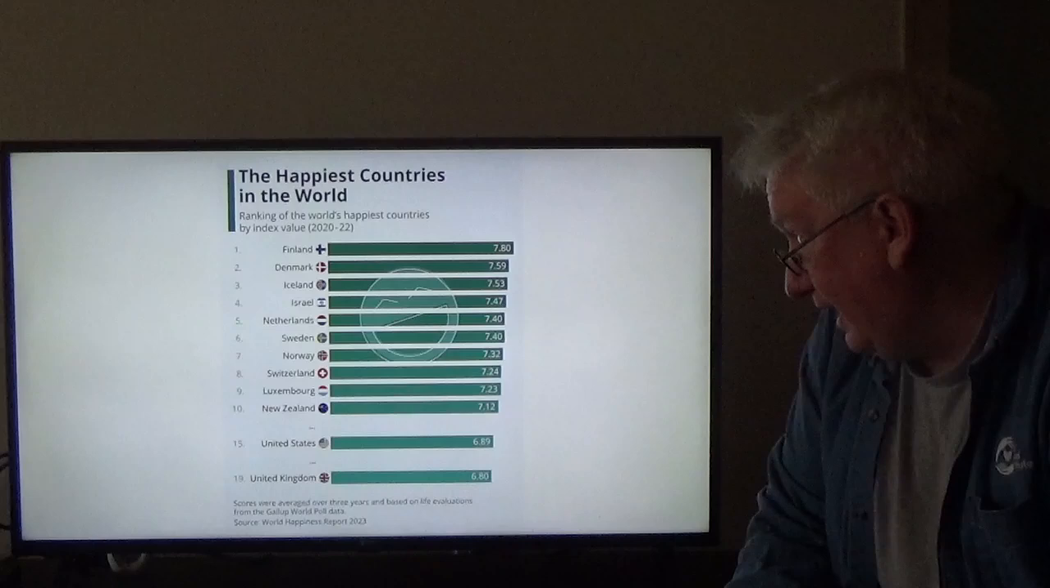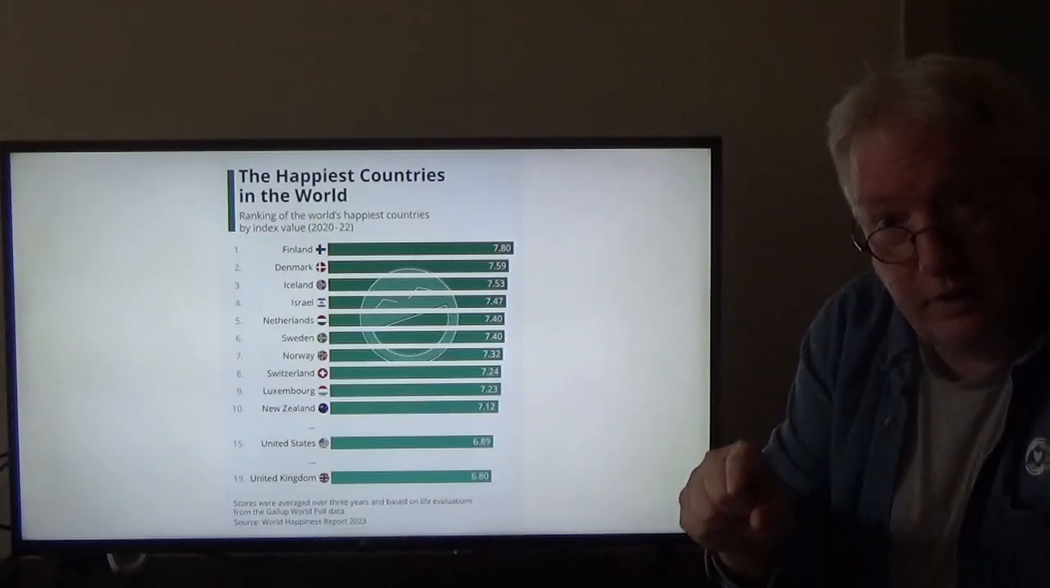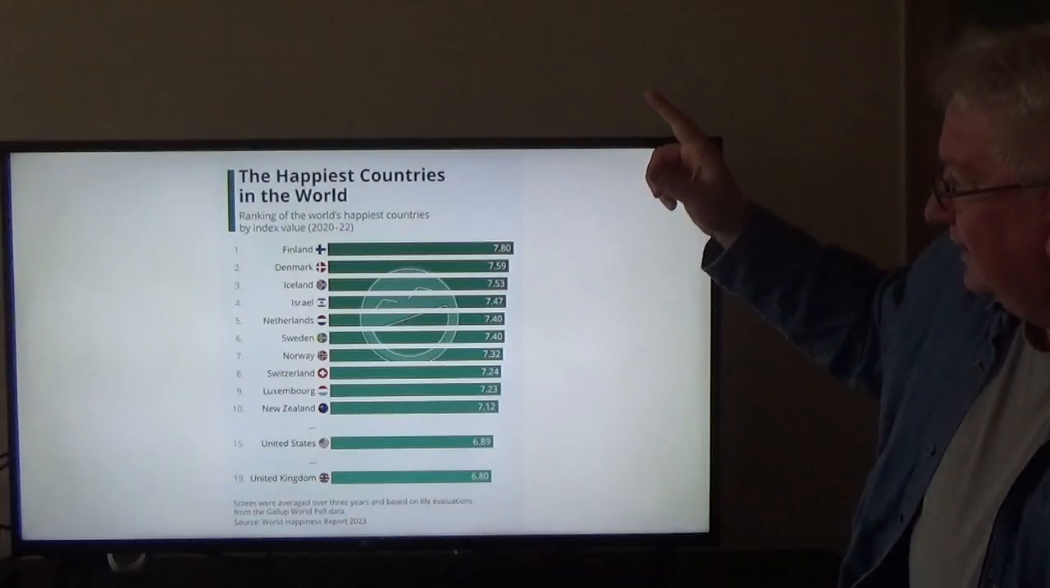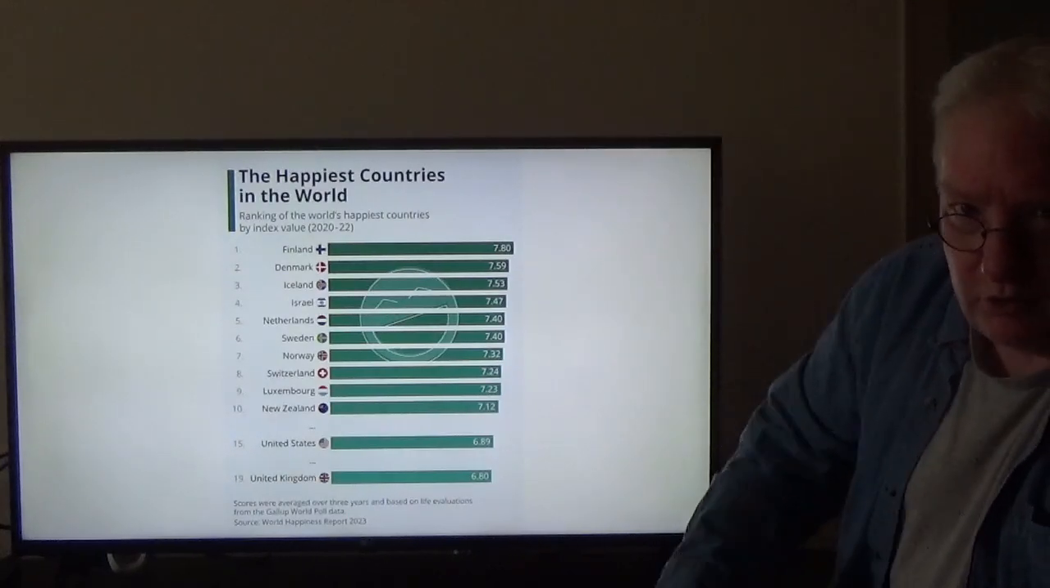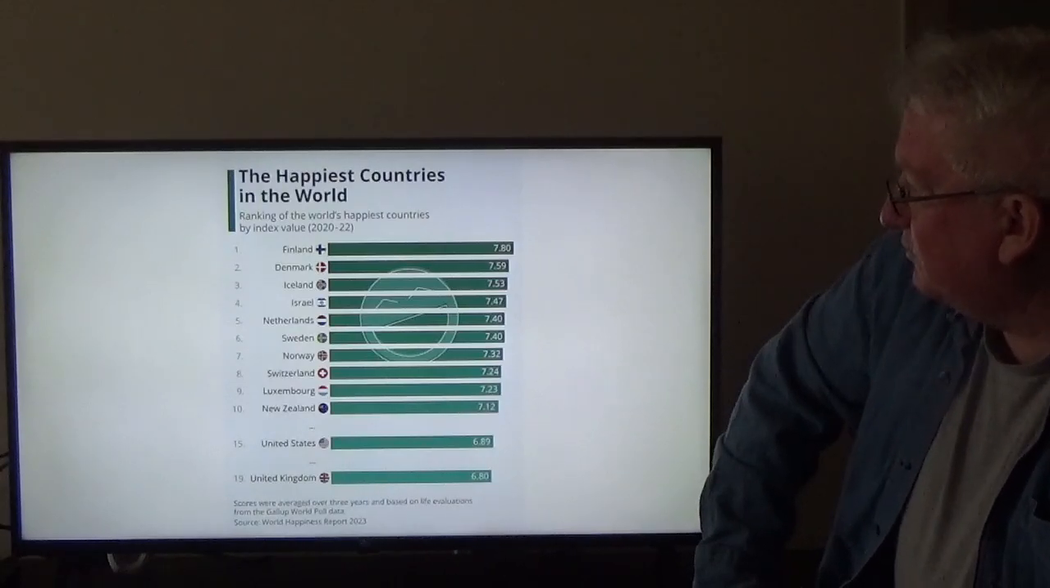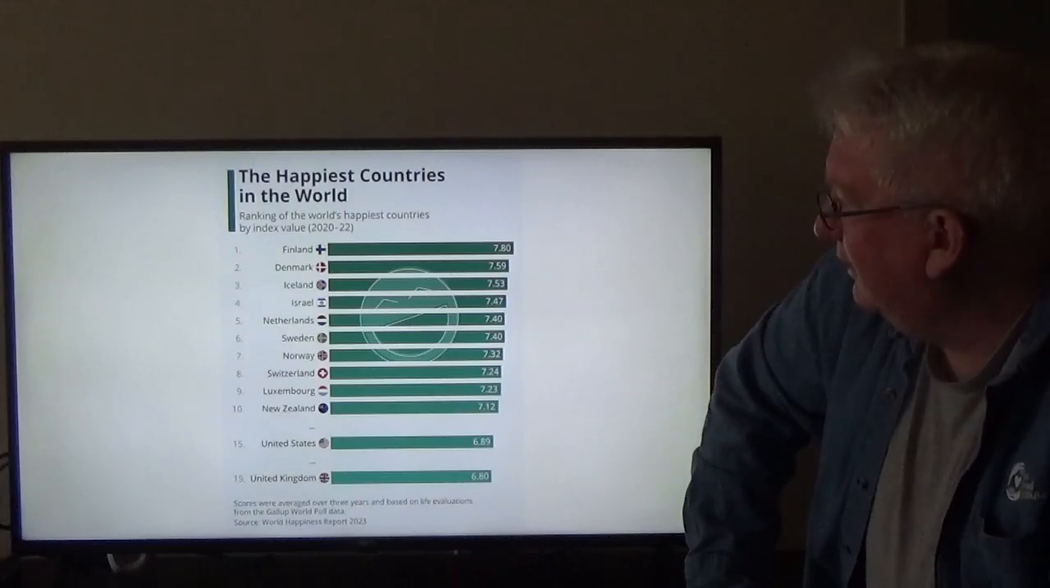The happiest countries in the world. This is 2020 to 2022. All right, so Finland is number 1. Denmark, oh, Denmark dropped to number 2. Finland, Denmark, Iceland, Israel, number 4. Ooh, in 2022. I wonder what they are now.